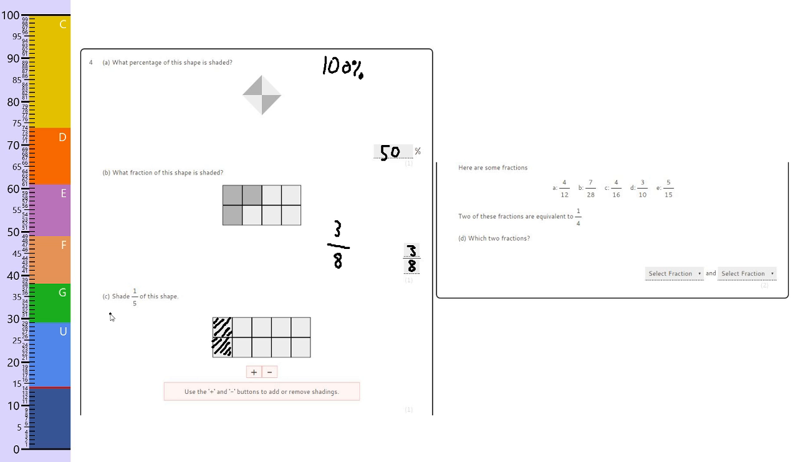Okay, 1/5. If you think about it, if you double top and bottom, you get 2 over 10. So we've got 10 squares here, and we've shaded in 2 of them. So that's the same as 1/5.